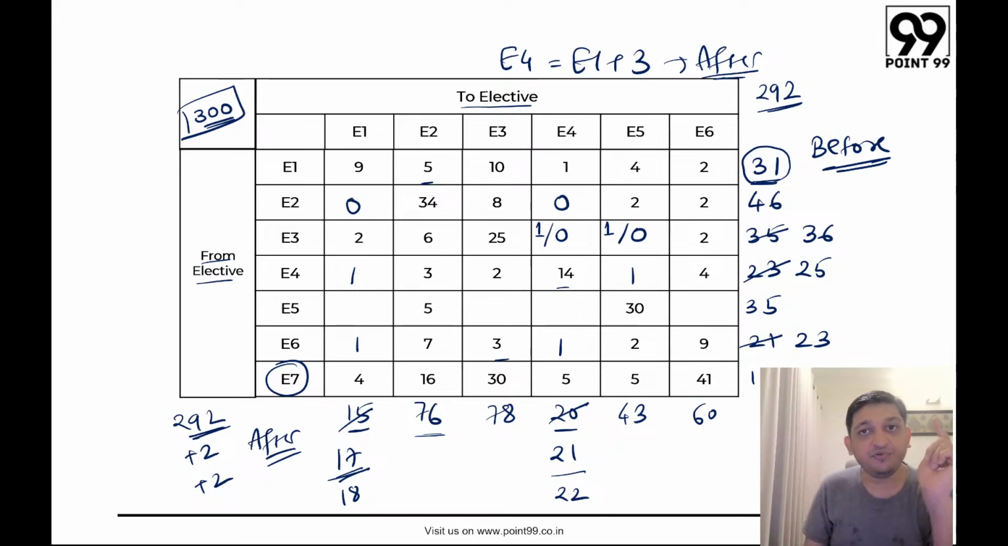We know that E4 is 3 greater than E1. So if E1 is 17, let's say for example, then E4 will have to be 20, right? But E4 is already at 21. So E1 cannot be at 17. So E1 has to be at 18.